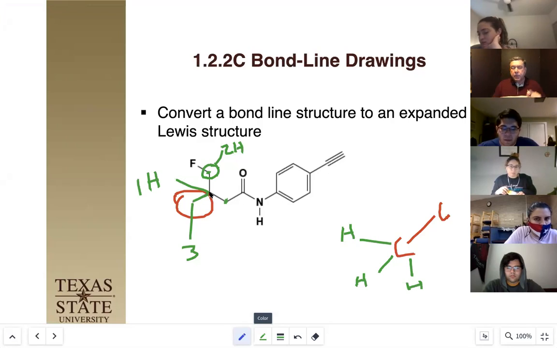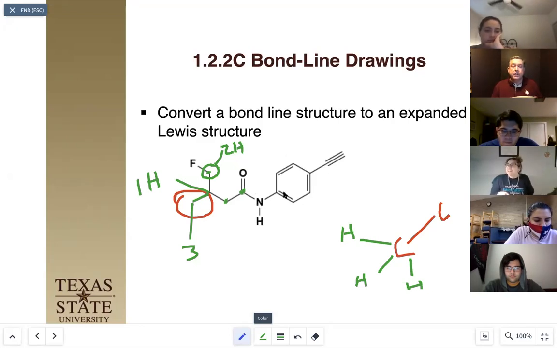Okay, so let's apply that rule to the next carbon over, this one right here. That carbon has 1, 2, 3, 4 bonds. So how many hydrogens are on that carbon? 0. 0, because we wanted 4 bonds to carbon. 2 of those are to oxygen, 1 is to nitrogen, and 1 is to carbon. It is completely satisfied, so it's completely done. Nitrogen, we know we want 3 bonds, and so we're going to figure out where the electrons are.